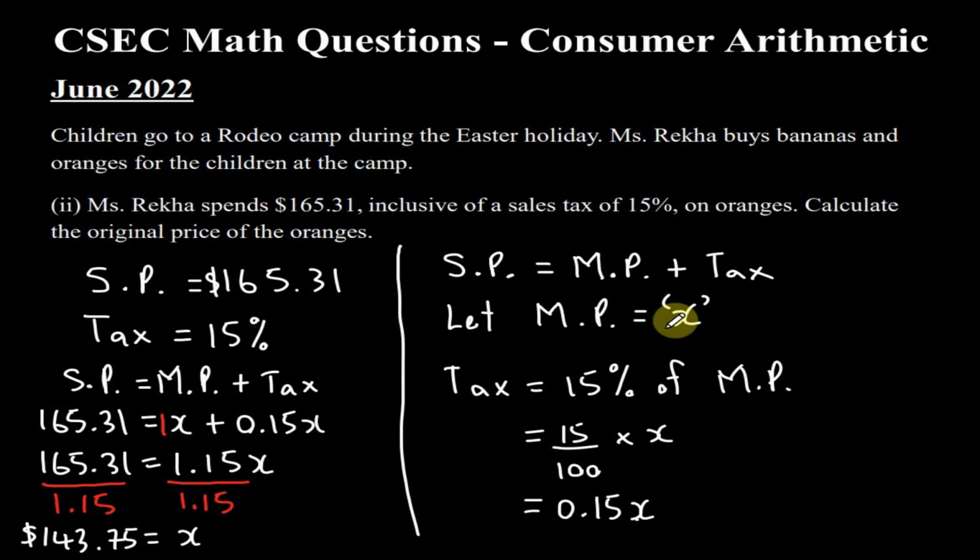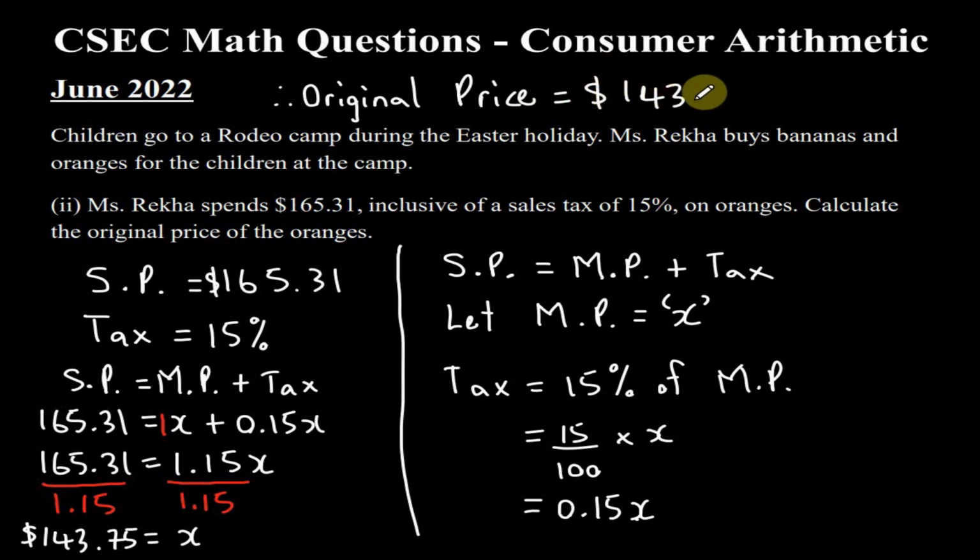And again, x represents the mark price, and as I outlined previously, the mark price is the same thing as the original price in this context. So we can say, therefore, the original price is equal to $143.75, just to make it clear.